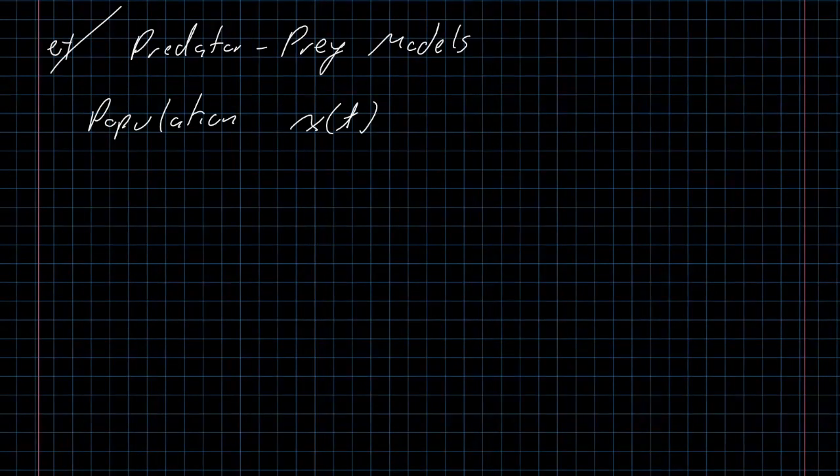We talked about population dynamics when we talked about phase lines near the beginning of the course. Now we are going to look at predator-prey models, where instead of having just one population, we're going to have two. But before I get to that, I want to remind you of what a population model looked like in the first place.